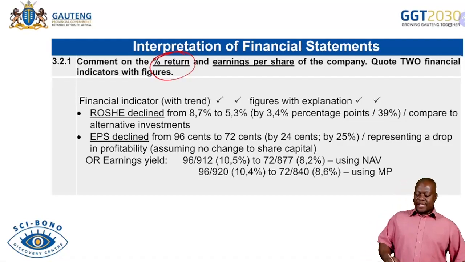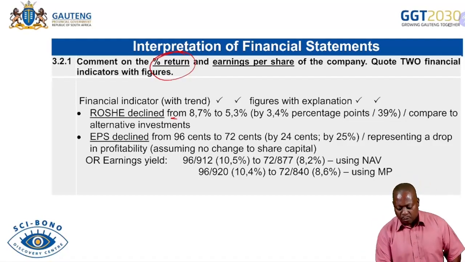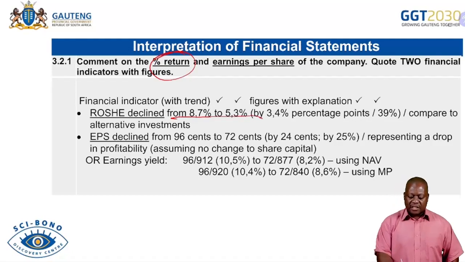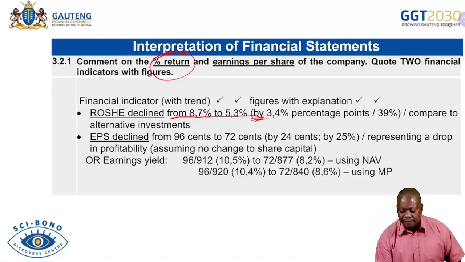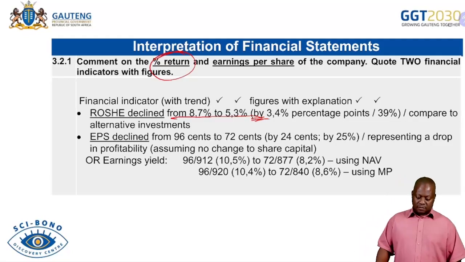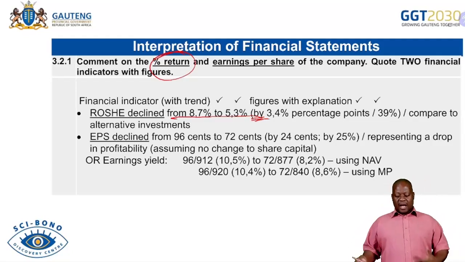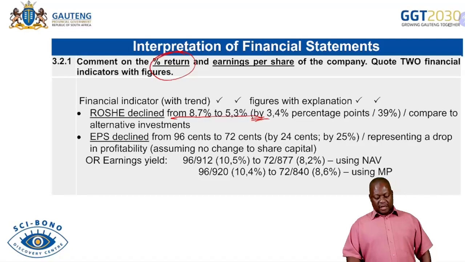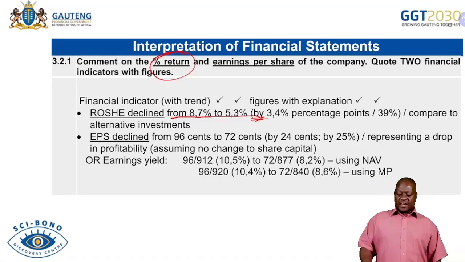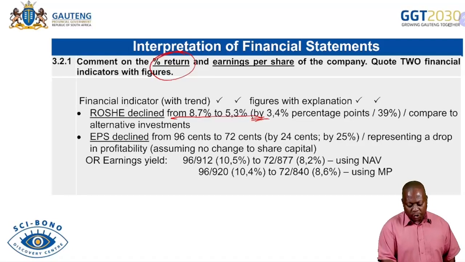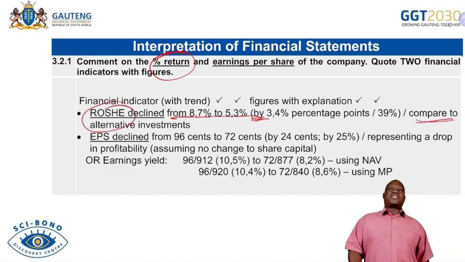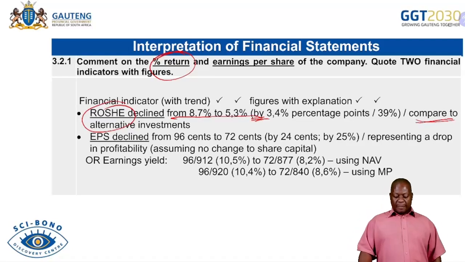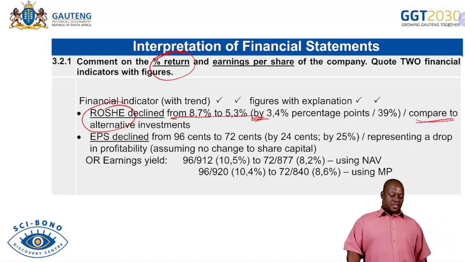And instead of saying declined from, you can just find the difference between the two and say it has declined by 3.4%, which is about 39% compared to the alternative investment. So you can check now, whenever we comment on ROCE, we compare to alternative investments.